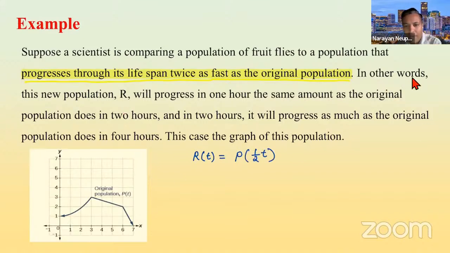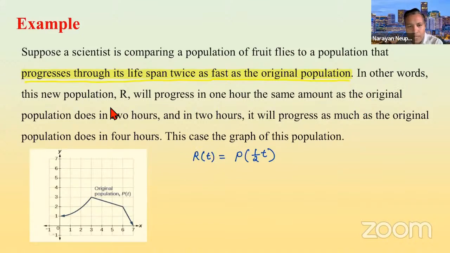Also, if you cannot get the factor from this sentence, they have also given some explanation here. You can see, in other words, this new population R, this one here, R of t, which is not here in the graph, will progress in 1 hour the same amount as the original population does in 2 hours. So this one will do in half the time of the previous one.